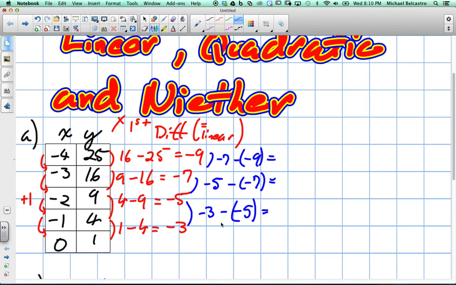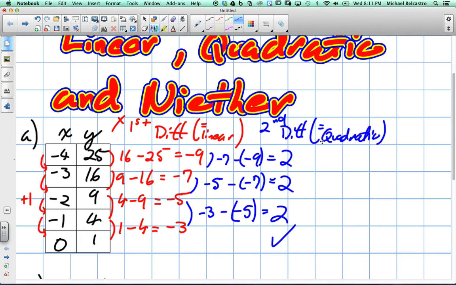This is as if we're adding. So this is like negative 3 plus 5. So that'll actually give us a value of 2. This is like negative 5 plus 7. That's a value of 2. And negative 7 plus 9, that's a value of 2. So all of these are the same. Okay, and if the second differences are the same, so if they're equal, that means it's quadratic. Okay. So we kind of got to figure out what quadratic is, okay?